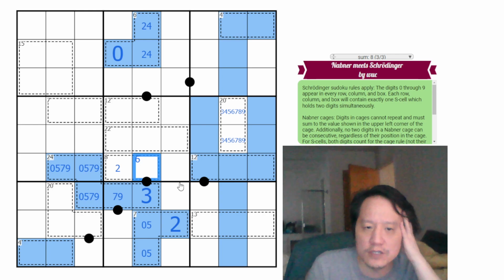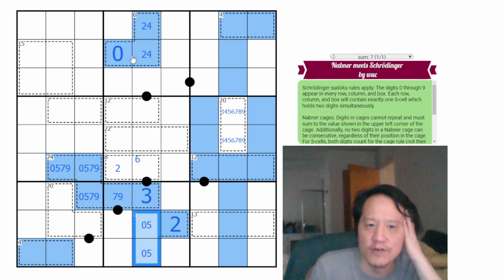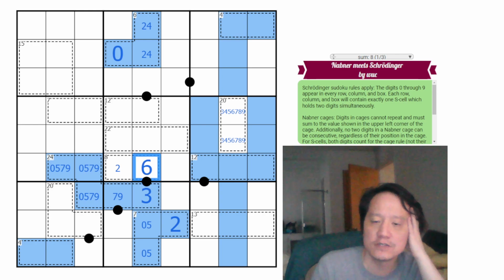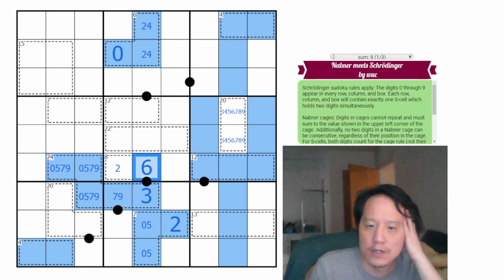Okay, so 6. Can this be a Schrödinger? If it's a Schrödinger, it would have to be 0, 6, which is not possible because there's no 0. 1, 5, which is not possible because there's no 5. And 2, 4, and that's not possible because 2 and 4 are here. So this cannot be a Schrödinger, and it's 6. And this cannot be a Schrödinger because it would have to be 0 and 2 if it's a Schrödinger. So this can't be 2 either. So one of these is a Schrödinger.